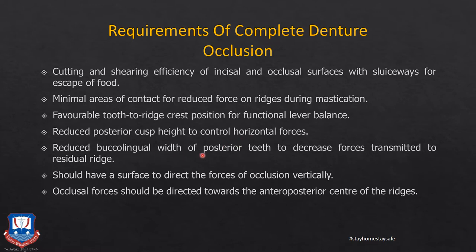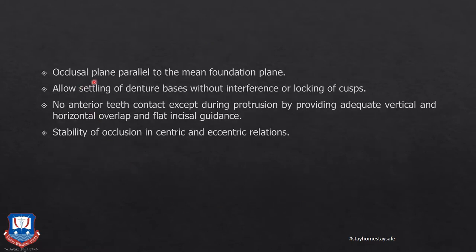There should be reduced buccolingual width of the posterior teeth so as to decrease the forces transmitted to the underlying residual ridges. Also, they should have a surface to direct the forces in a vertical direction. Occlusal forces should be directed towards the anterior-posterior center of the ridge. Also, the occlusal plane should be parallel to the mean foundation plane. They should allow the setting of the denture bases without interference or locking of the cusps. No anterior teeth contact should be there except during protrusion or retrusion.